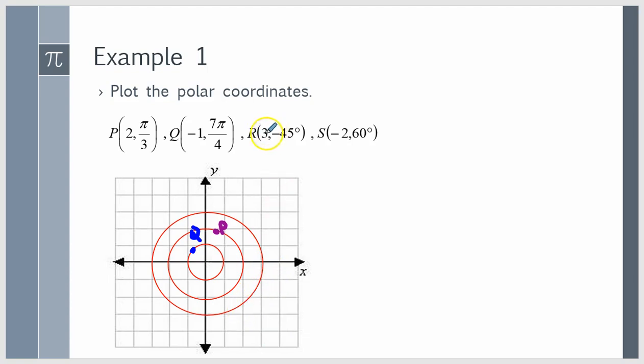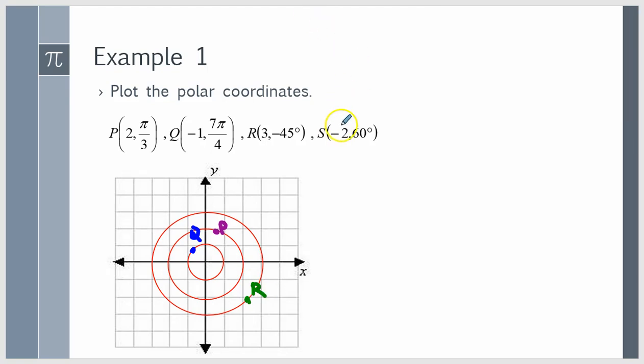This one has a positive R value though, so I'm not going to flip it to the opposite quadrant. I'm going to use that diagonal line going down and to the right, and I'm going to draw my dot on the third circle since this has an R value of 3. So that would be the coordinate R using this system.